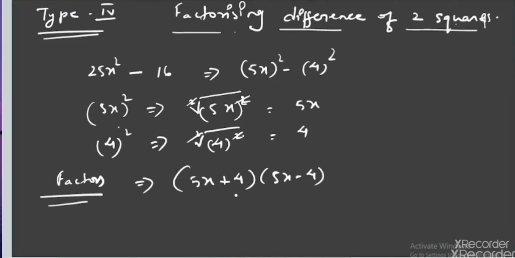Got it? Suppose you have x square minus y square. You just check whether the two terms given are perfect squares with a minus sign, a subtraction, in between them. In such cases, simply find the root of this and the root of this. The root of x square is x. The root of y square is y. Why? Because you can find it by this method.